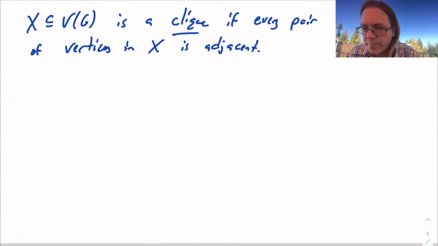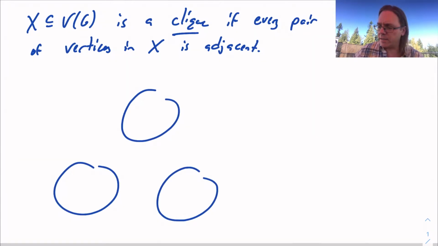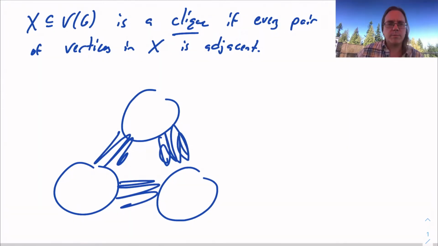Suppose you wanted to make a graph that had lots of edges but did not have a K4 subgraph, or did not have a clique of size 4. Here's a thing you could do. Make 3 big independent sets and take all of the edges between them. So let's make a graph like that.